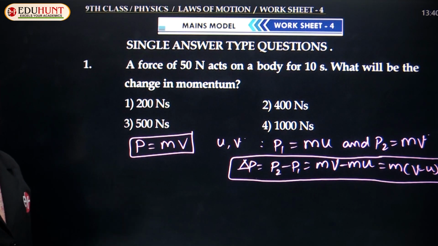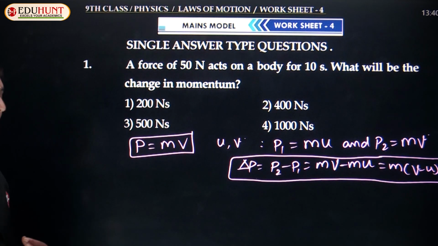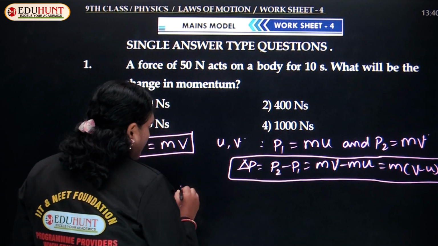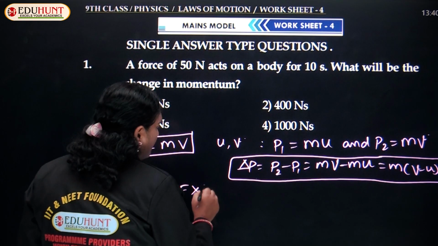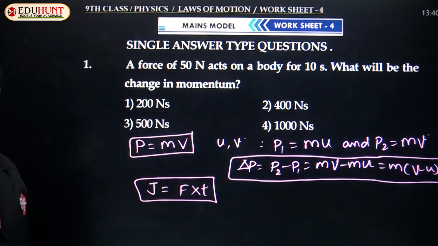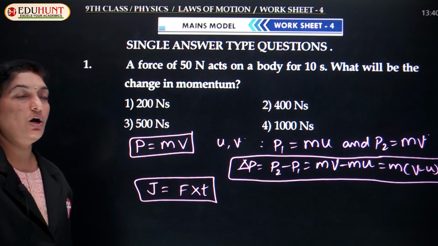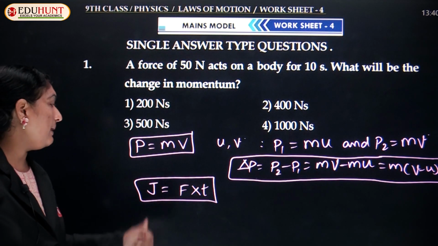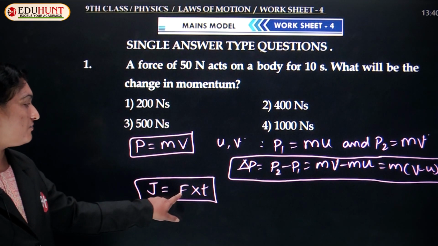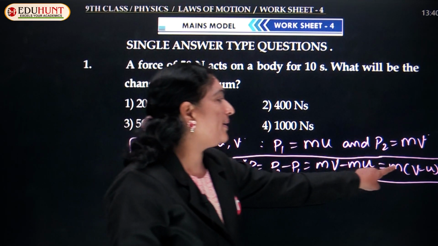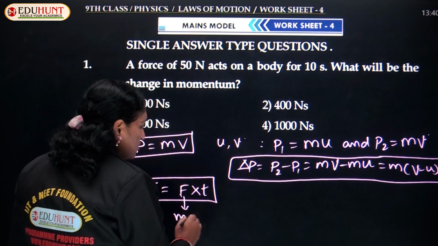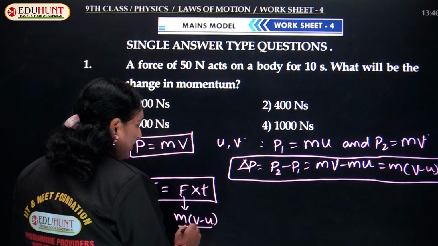Suppose in terms of force, if F is the force acting on the body, then change in momentum can also be written as the product of force and time. This is called your impulsive force, and the product is called your impulse. Impulse is equal to the product of force and time, because force can be written as change in momentum upon time. For simplicity, instead of F, we can write change in momentum upon time.